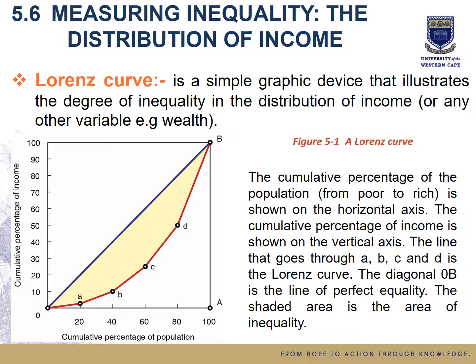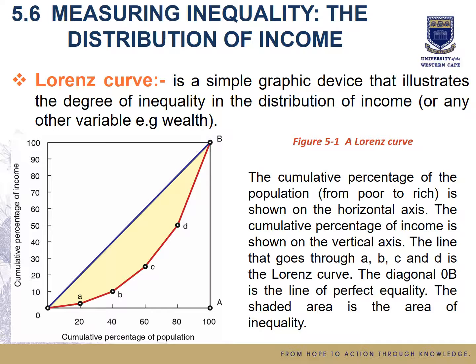Using a hypothetical example where the poorest 20% earn 3% of the income, the next 20% earn 7% of income, and the next 20% earn 15% of the income, whilst the next 20% earn 25%, and the last 20% earn 50% of the income, we can construct a curve as indicated by A, B, C, D in figure 5.1.